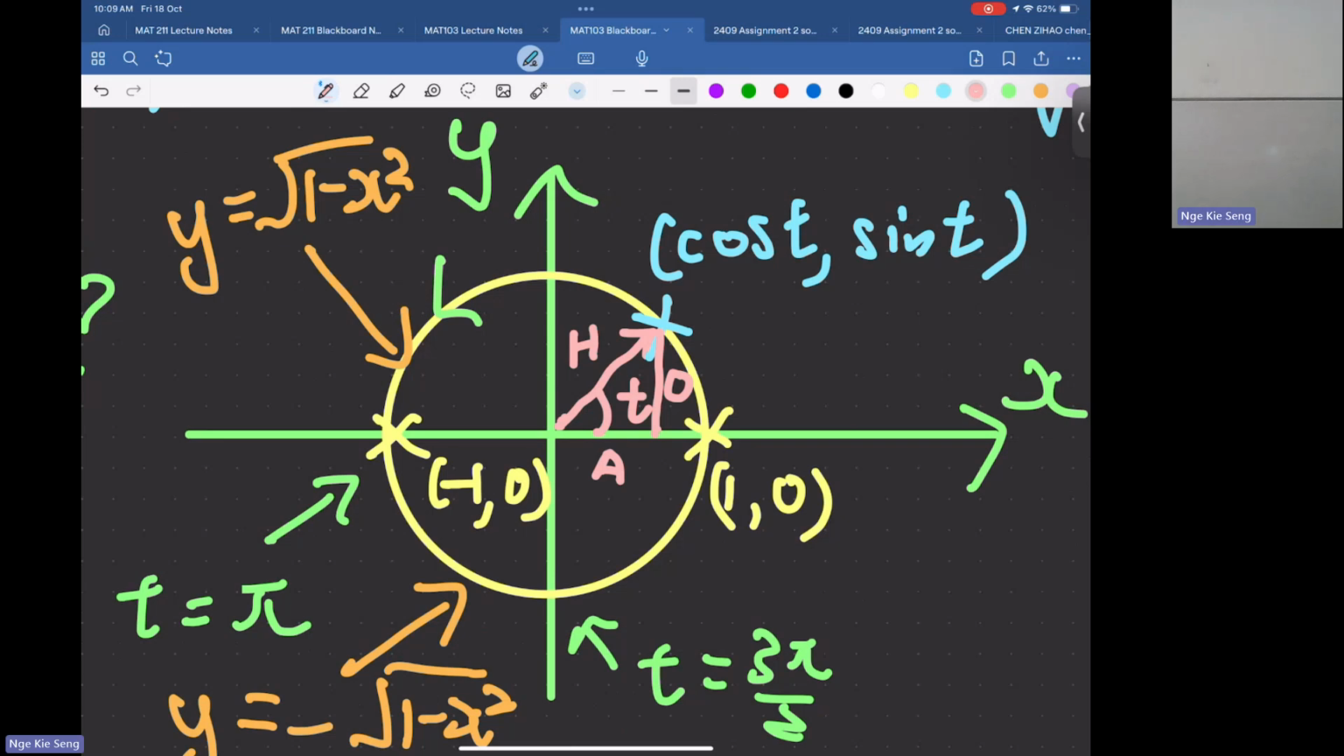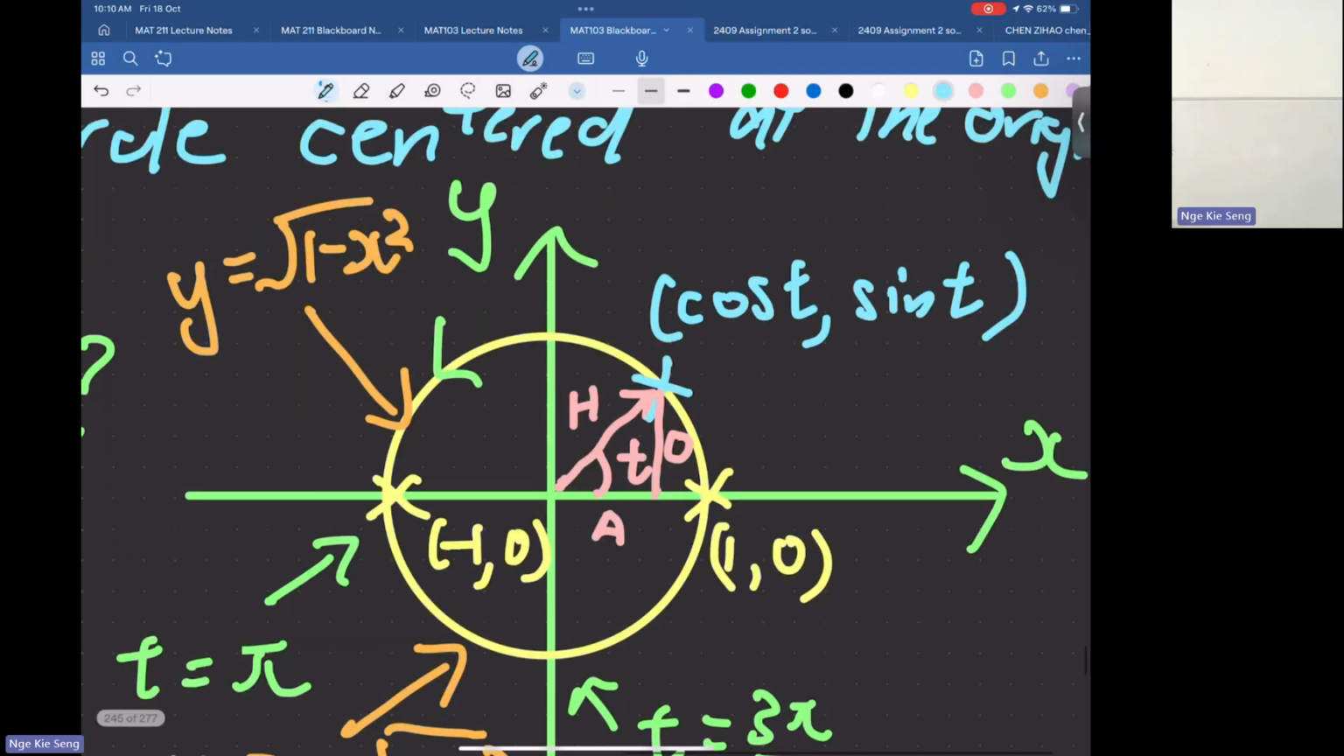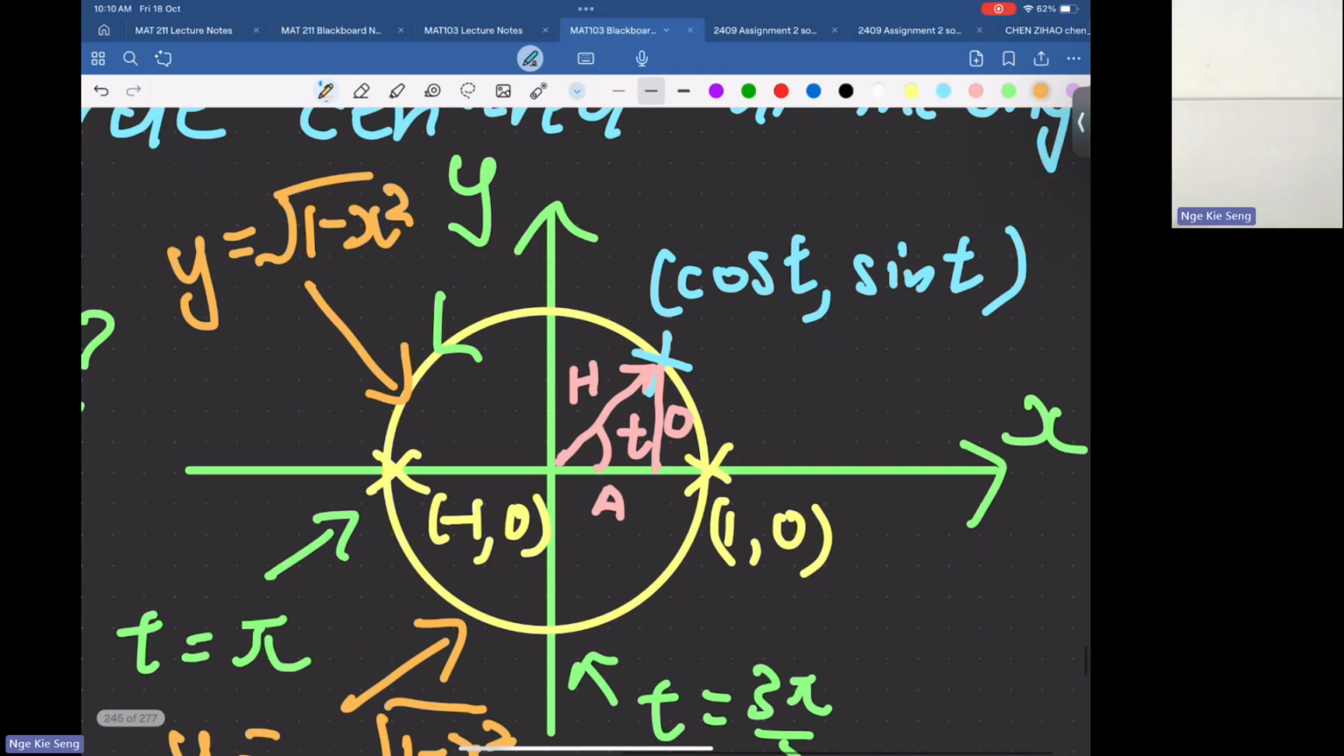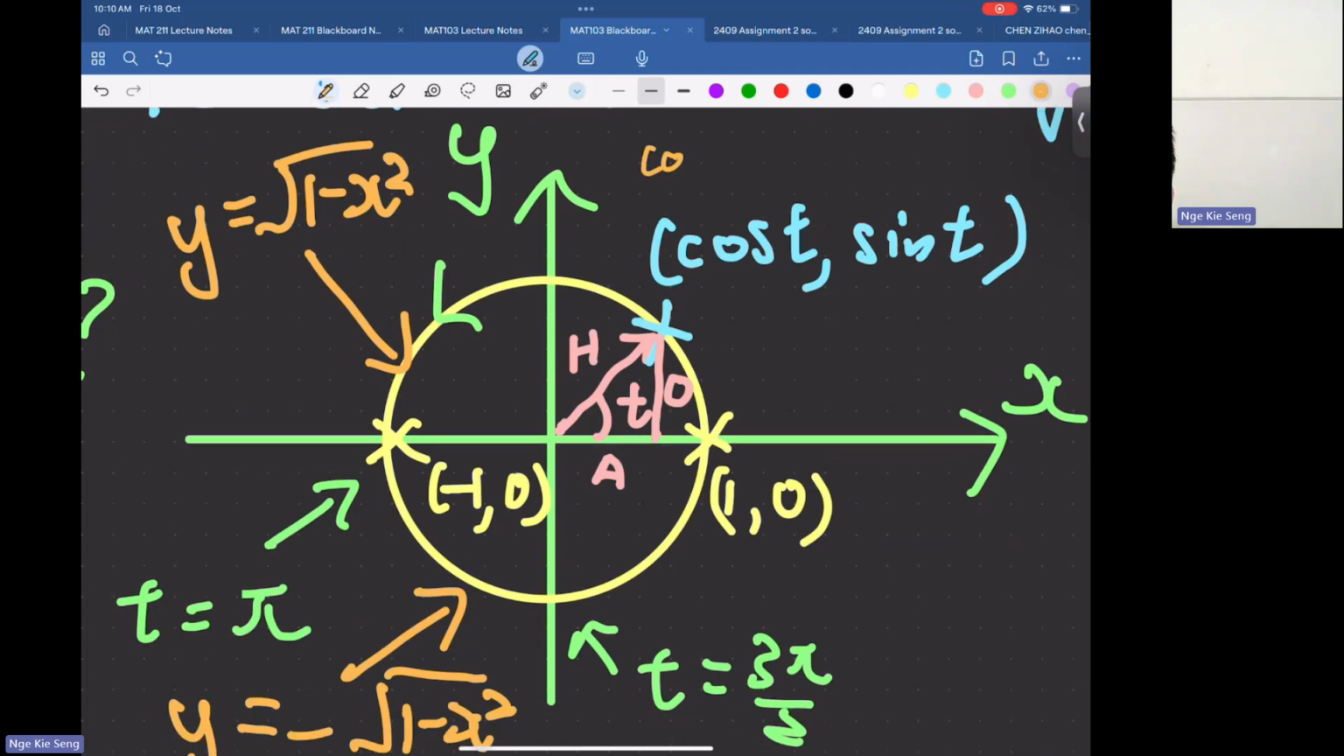So adjacent over hypotenuse. Okay, good. Wait, wait, 等一下啊，稍等. So let me point this out. So cos t equals adjacent over hypotenuse.